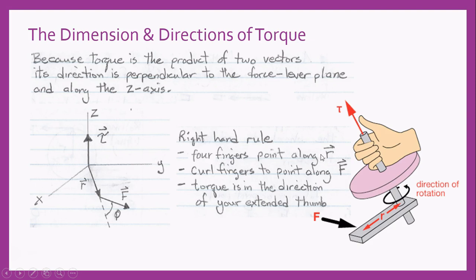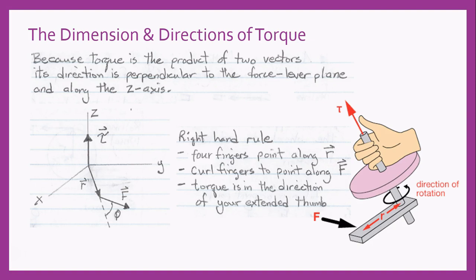You take your four fingers and point them along the lever. In this case, the four fingers were originally pointed along the lever, which is in this direction. Then you curl your fingers to point along the force. Notice the force is in this direction and the fingers are curling in that direction. So the hand was originally placed along the lever and then curled in the direction of the force. When you do that, your thumb will be pointing in the direction of the torque. So in this case, the torque is up, and this is considered the positive direction. And notice that this torque causes a counterclockwise rotation.